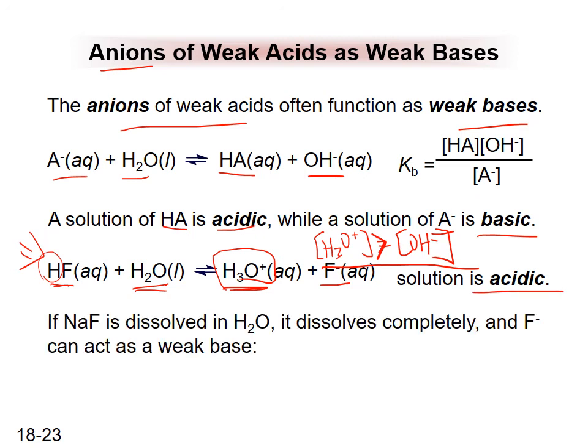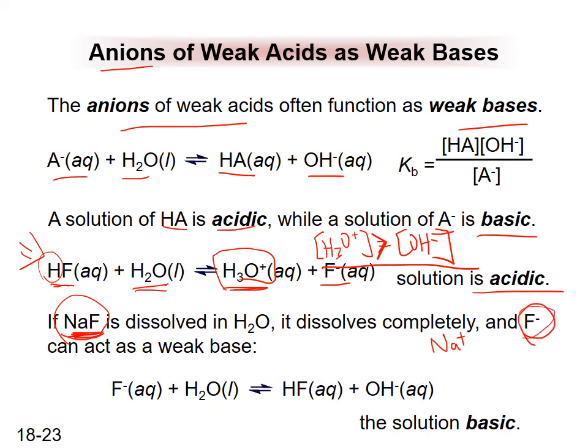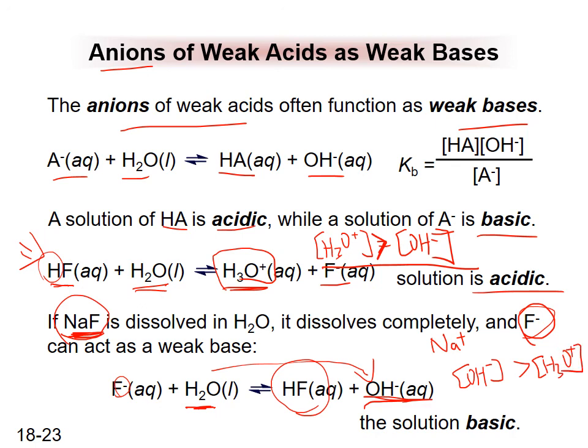Now, if we add the sodium fluoride salt to the solution, in water, sodium fluoride completely dissolves, forming sodium ion and fluoride ion. The fluoride ion attracts water molecules. Because it has a negative charge, it will take a proton away from water to form a conjugate acid. At the same time, water becomes hydroxide, and this makes the solution have more hydroxide than hydronium ion due to this reaction, and therefore the solution becomes basic.